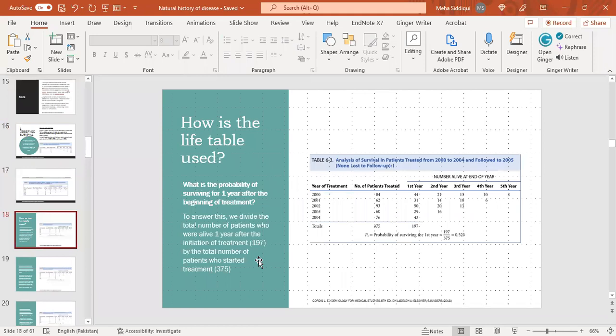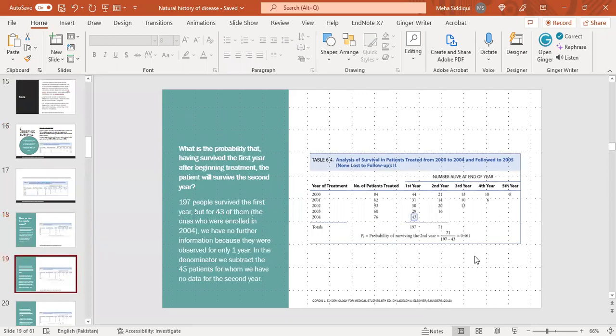Now, how is the life table used? Our first question is: what is the probability of surviving for 1 year after the beginning of treatment? To answer this, we divide the total number of patients who were alive 1 year after the initiation of treatment, that is 197, over the total number of patients who started the treatment, that is 375. So the probability of surviving the first year is 197 over 375, that is 0.525.